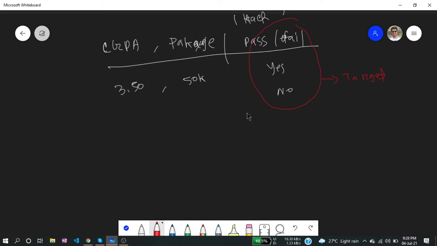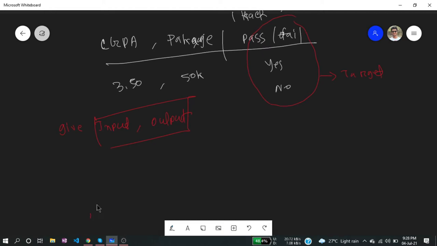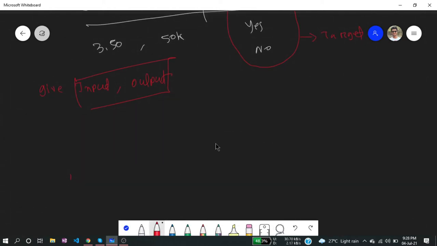Because we know in supervised learning, we give input and output, right? Input and output. But whenever you don't have your output, at that time it would be a clustering problem. That would be an unsupervised learning problem, okay? So in unsupervised learning, what will it do? You will just cluster your data.